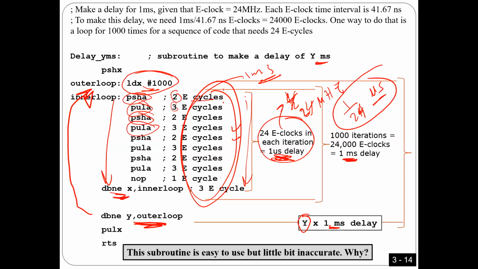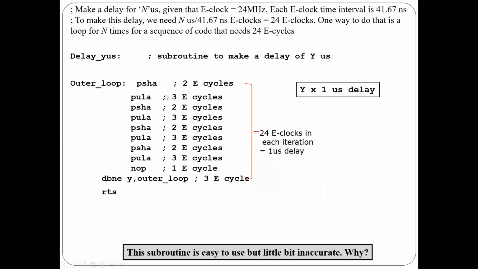This subroutine is called delay y millisecond. This subroutine should make a delay. This delay should be for y millisecond. Before you call this function, you should set y. So you have to write in y how much delay you need in millisecond. Is that okay?